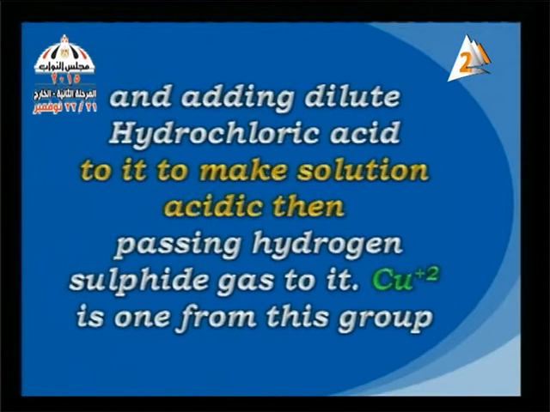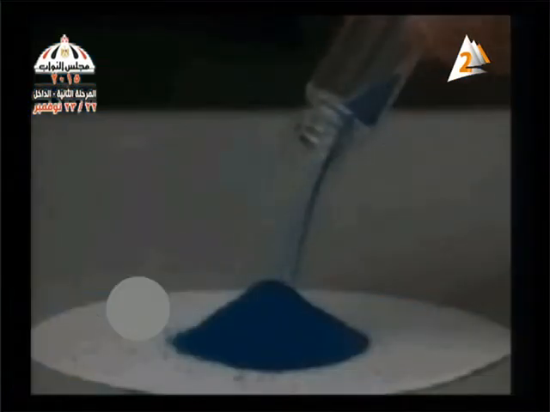Now, what do you see after that? We pass hydrogen sulfide gas through it, and we have copper 2 ions or radical that form this group. This group is about the copper 2 cation. Catch it and concentrate to understand what we talk about. Copper 2 cation. Catch this now.